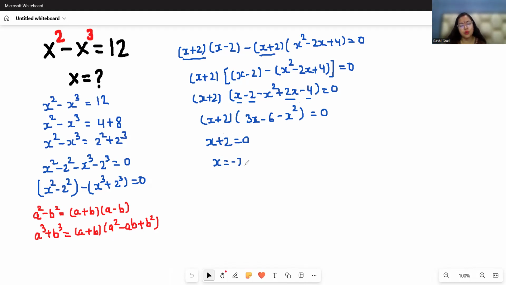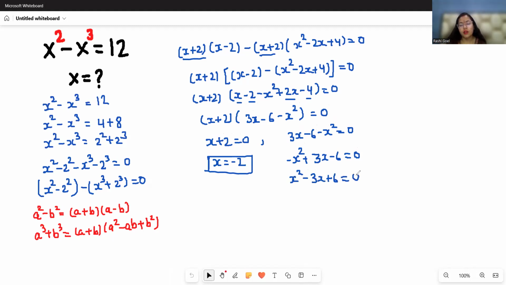So x is equals to minus 2 and here 3x minus 6 minus x square equals 0. So we can write it as minus x square plus 3x minus 6 equals 0. So if I take negative sign as common, so this becomes, now it's a quadratic equation. So here a is 1, b is minus 3 and c is the constant 6.